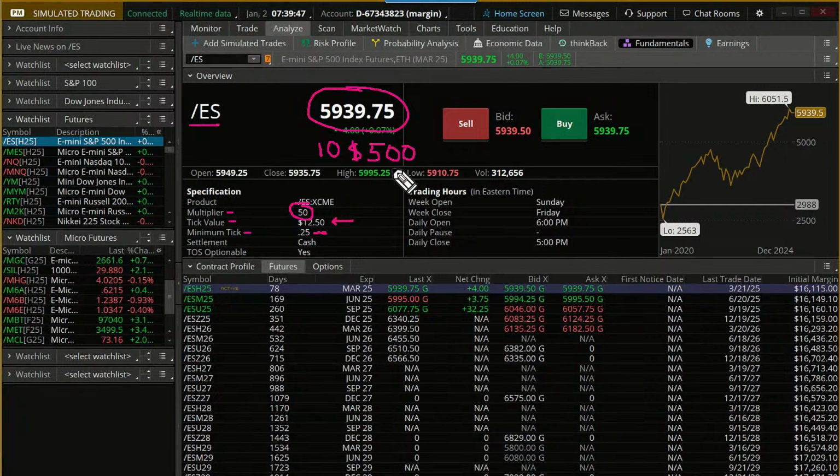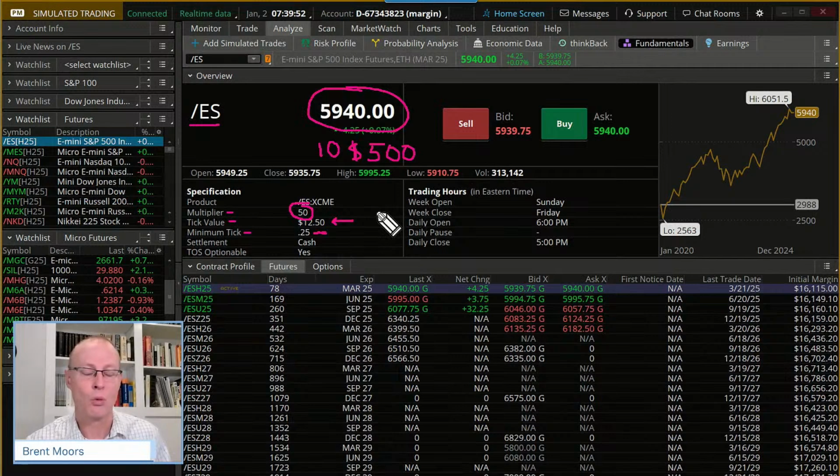Okay, $500 move. Now, a dollar move, to be honest, isn't that much. That's one reason we need to be careful with futures.